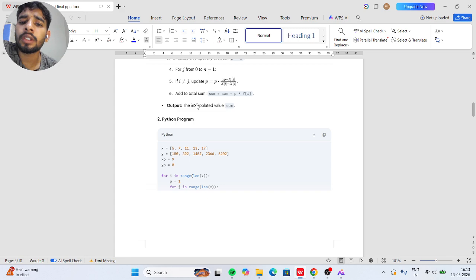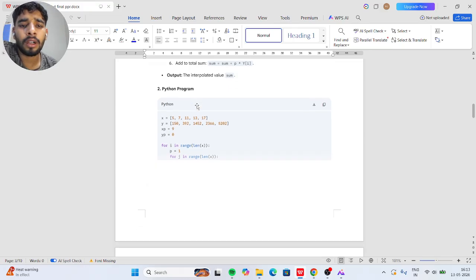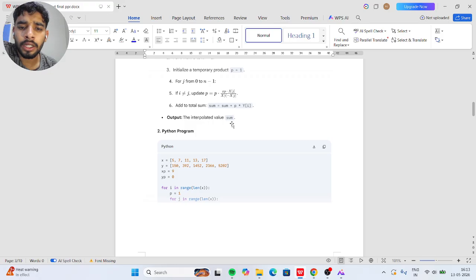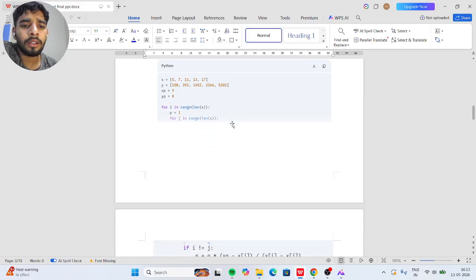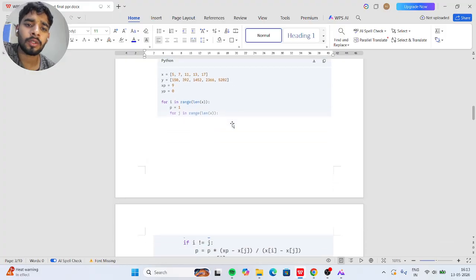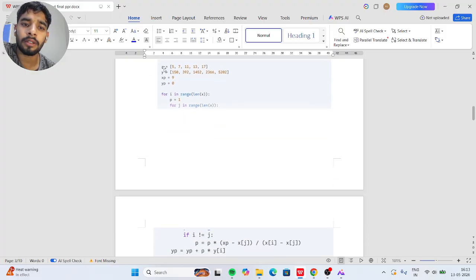Now add to the total sum: sum equals sum plus p into yi. Now we will output the interpolated sum. Here we will write the program. You will understand better in the program.